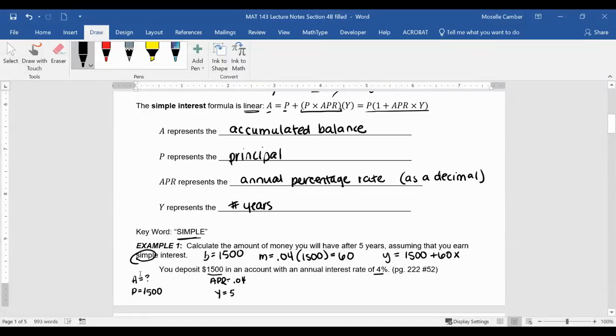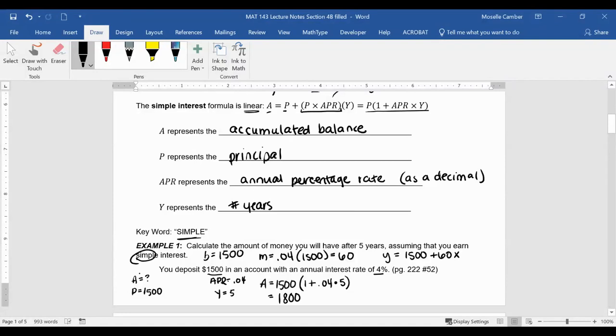Now for the actual equation, we plug in what we know. So we have 1,500 times 1 plus the percentage rate times the number of years, which in this case is 5. And you can put that all in your calculator at once: 1,500 parenthesis 1 plus 0.04 times 5 parenthesis, and we get 1,800.